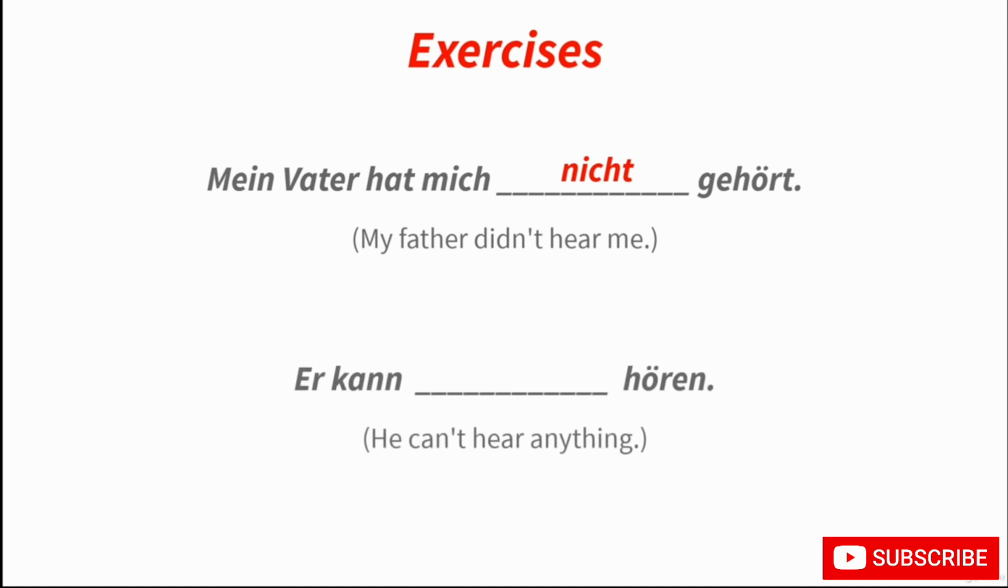Another exercise, er kann hören. He can't hear anything. What do you think is the answer? Nicht or nichts? It must be nichts. Why? Because he can't hear anything. Here, the meaning is not anything. That's why we must use nichts.